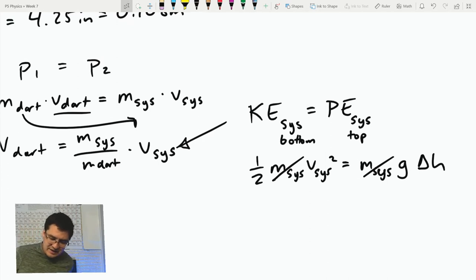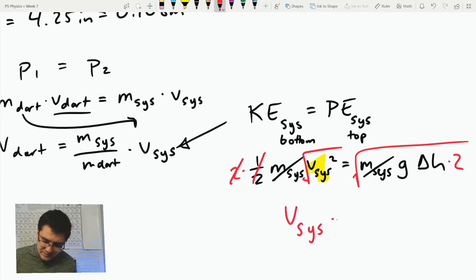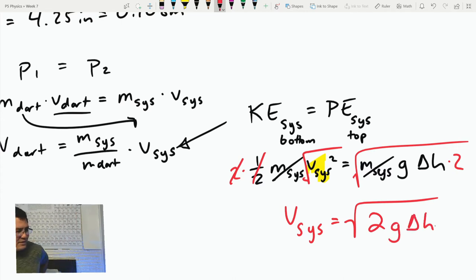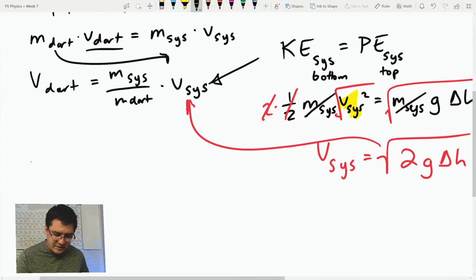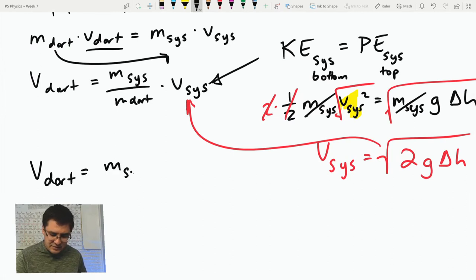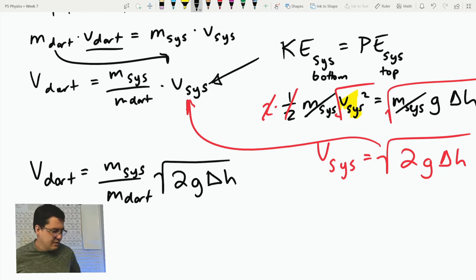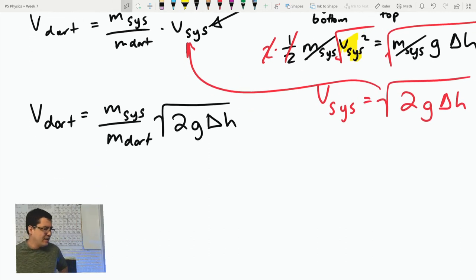And I measured delta h, and I need to get this velocity of the system, right? So I need to solve for this variable. To solve for that, first of all, I'm going to multiply both sides by 2. And that cancels. And then I would take the square root. So the velocity of the system is equal to the square root of 2g delta h. And what I'm going to do is substitute that into the velocity of the system. So I know that the velocity of the dart is equal to, that's a lot, there you go. So we've got this nice formula that compares everything.